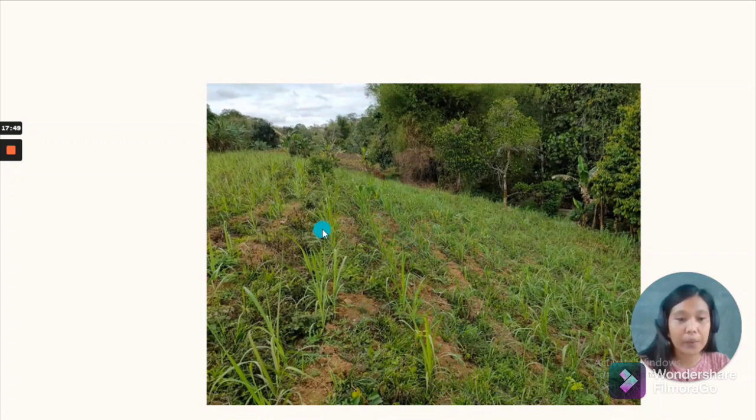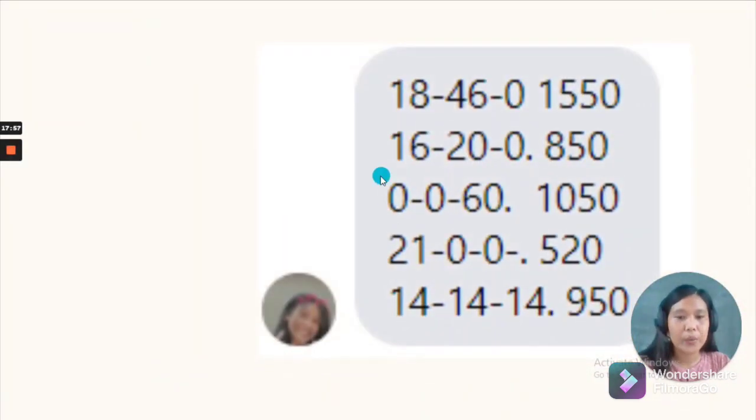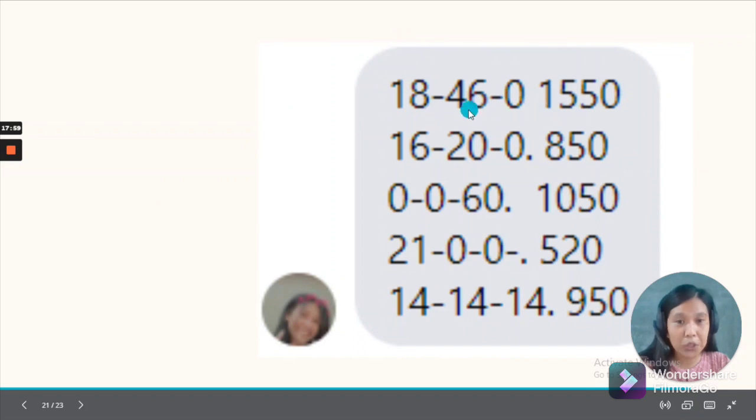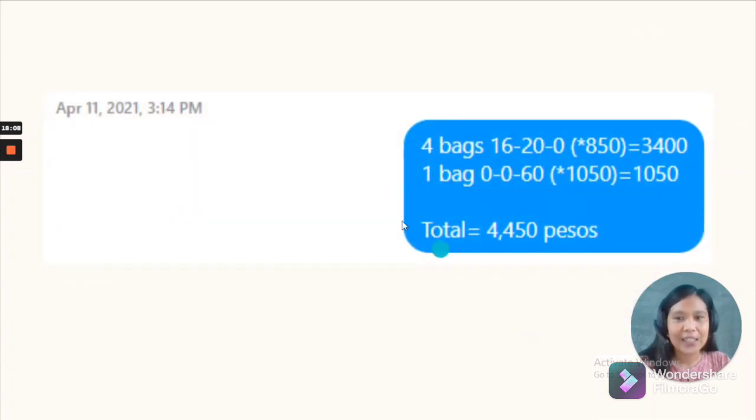Okay, so this is our sugarcane way back in Bukidnon. I asked my sister about the prices of the fertilizers: 1846, 1620, 60, 2100, and 1414. So that I could compute which mix of fertilizer is most efficient considering the price. So this is what I arrived at: 1620 and 1 bag of 0060, 4,450 pesos. You just apply it on your crop. So it is really expensive, class, right?